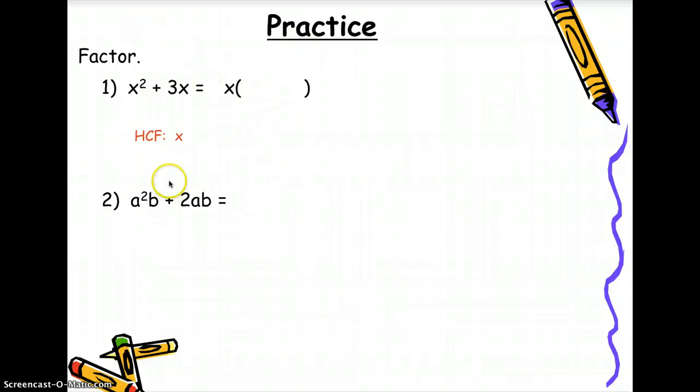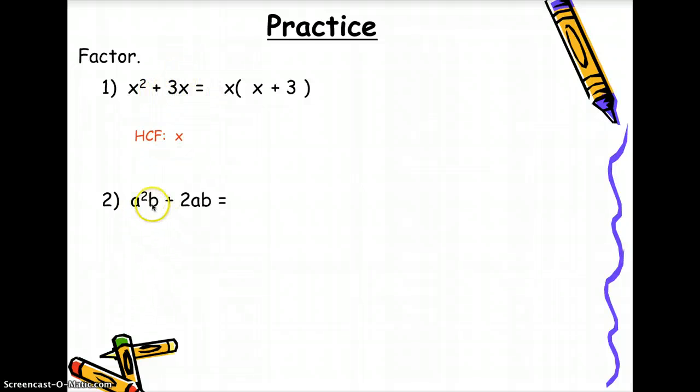Now we will do again what we have done before. x times what will give us x squared, and that's x. Then let's move on to the next term, 3x. x times what will give us 3x, and it's going to be plus 3. Okay, now you are done, and you can double check it by multiplying x to all the terms inside. See if what you're going to get is x squared plus 3x.